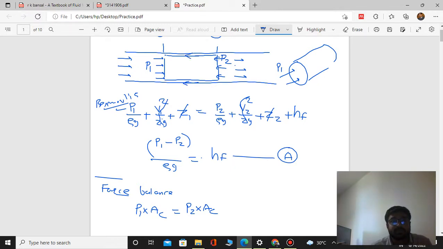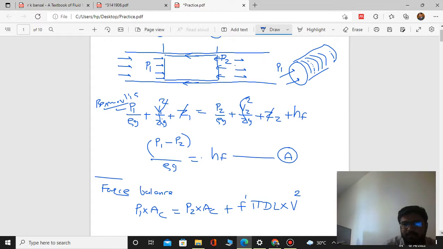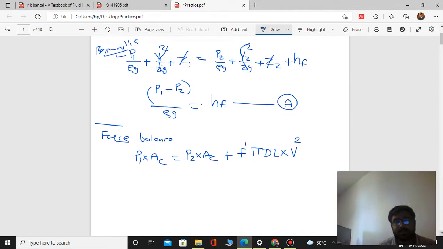That is also in the opposite direction, but what is the equation of that? Now the equation is according to Froude's law. This is the equation: frictional coefficient, then the area. Now on which area is this friction force applicable? Here you can see that it is in this area. So this area is known as pi dl, into v square, velocity square. Clear? So this is the equation according to force balance.